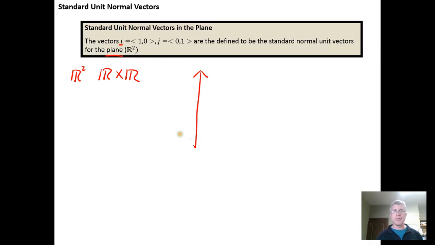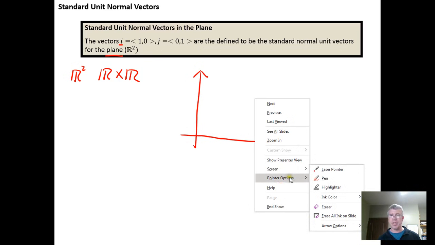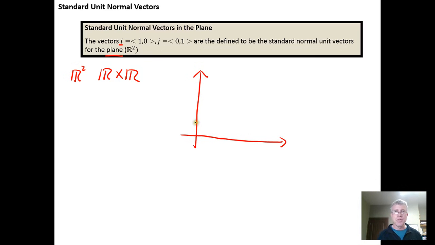And the thing to notice is that those two vectors are the vectors of length 1 that lie on the x and the y axes. So right here would be the point 0, 1, and down here would be the point 1, 0. So the standard normal unit vectors for the plane are the vectors 0, 1, and 1, 0 that lie on the x and the y axes in the plane. They're unit vectors because they are each length 1.